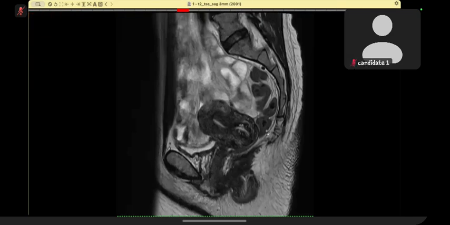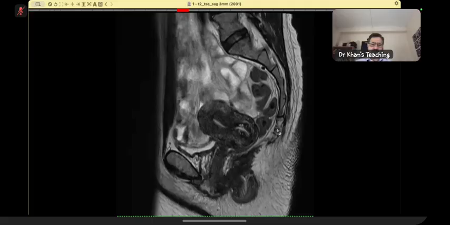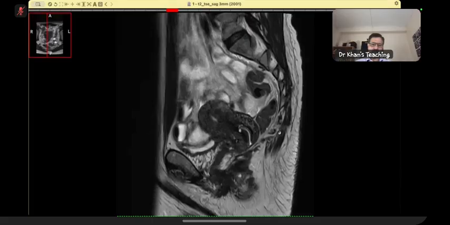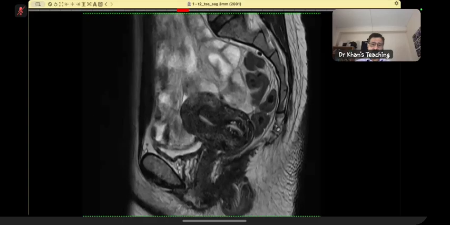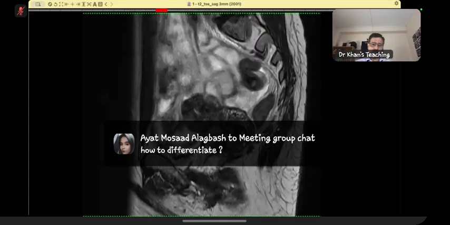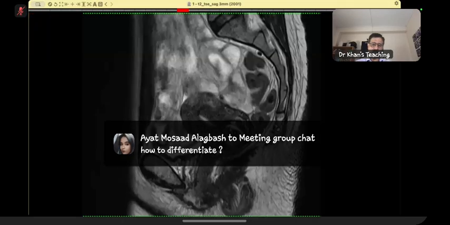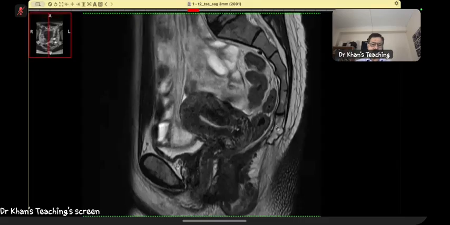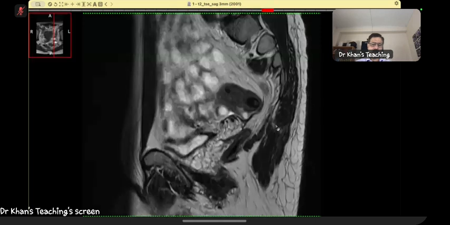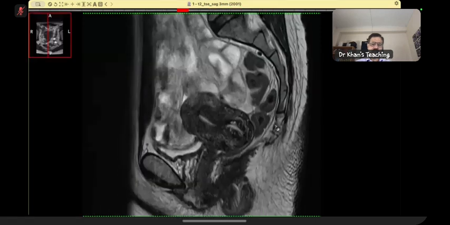Now, let me go through this case, and this case is a good learning case for all of you. In your day-to-day reporting, there are subtle findings of endometriosis, deep pelvic endometriosis. So, endometriosis, this is a very good case for subtle findings. You already know that we have diagnosed hematosalpinx bilaterally. But there are other subtle findings, particularly for your day-to-day reporting. You must see them.